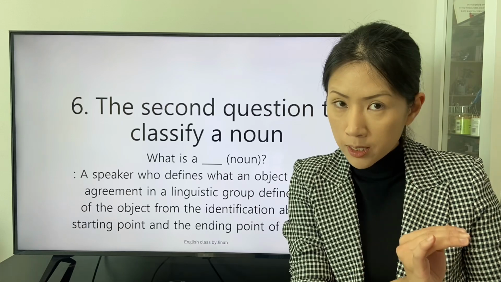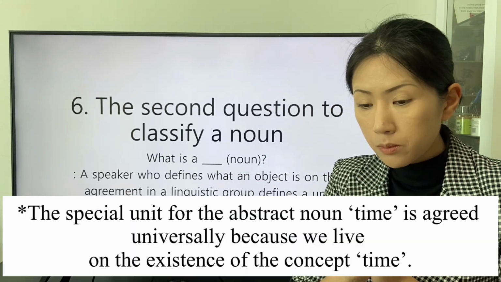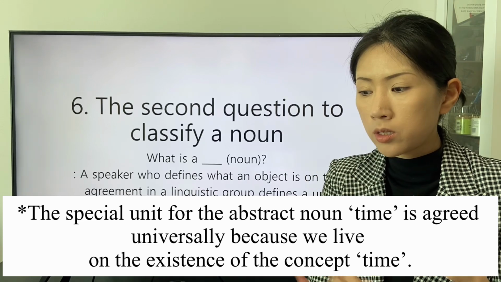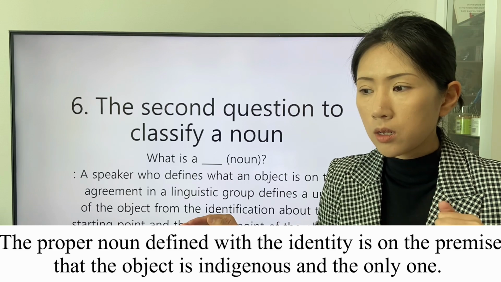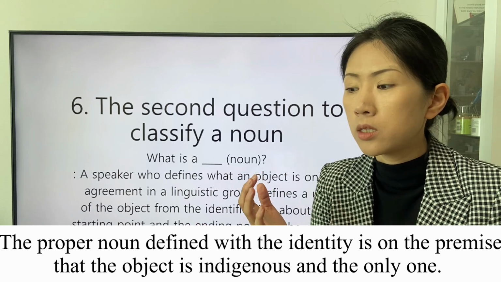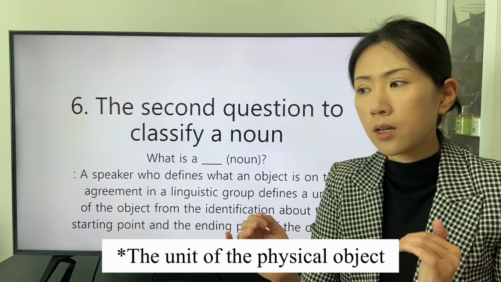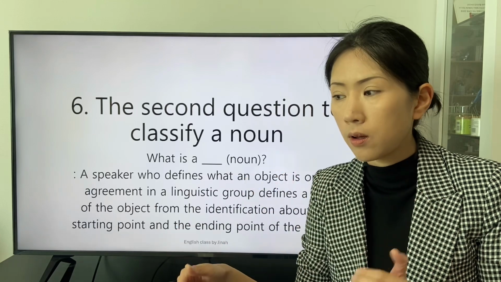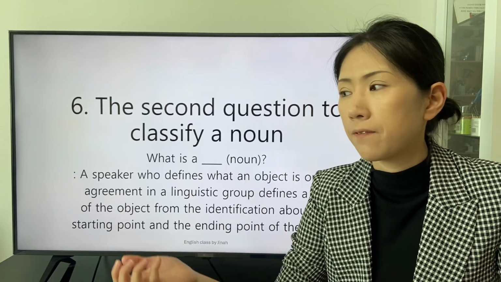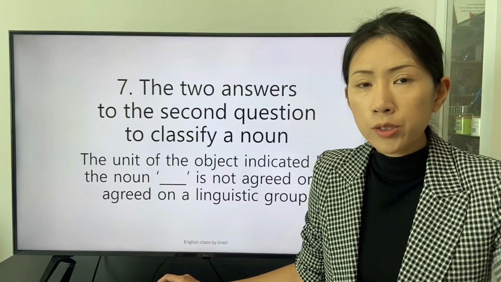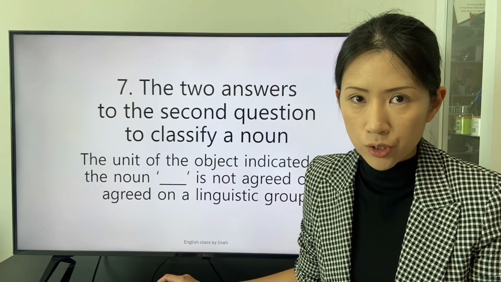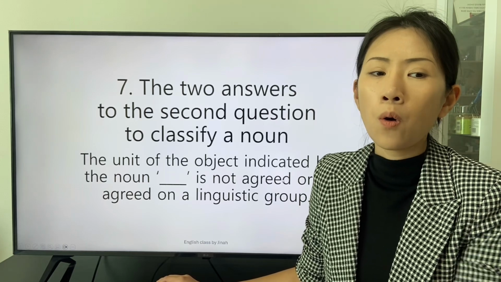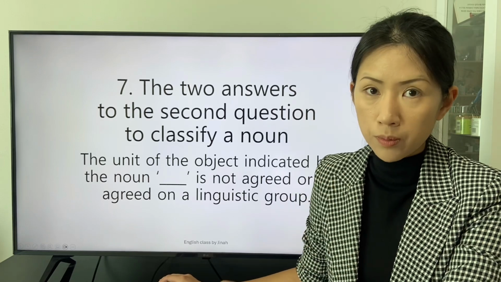To the abstract noun and the proper noun, the unit is based on the agreement about the definition. There are two answers to the second question. The unit of the object indicated by the noun is not agreed or is agreed on in a linguistic group.